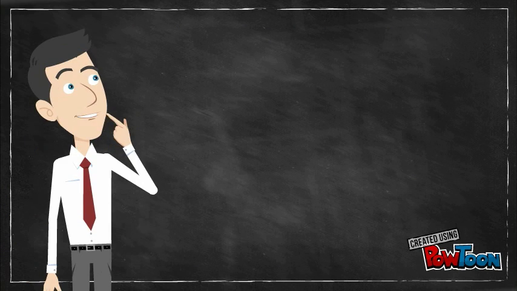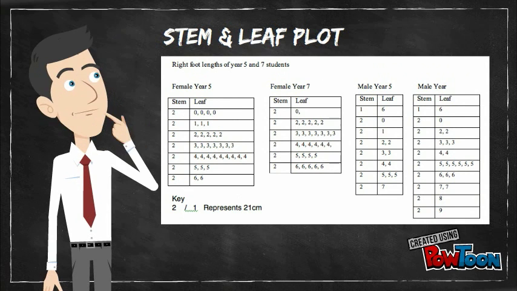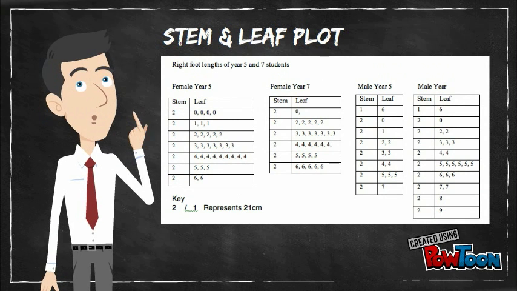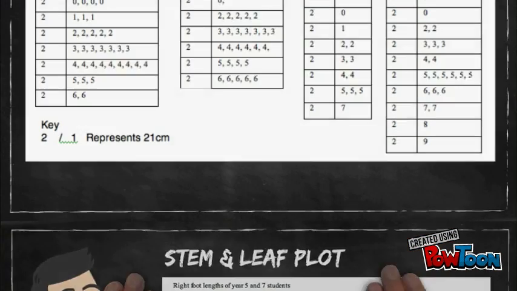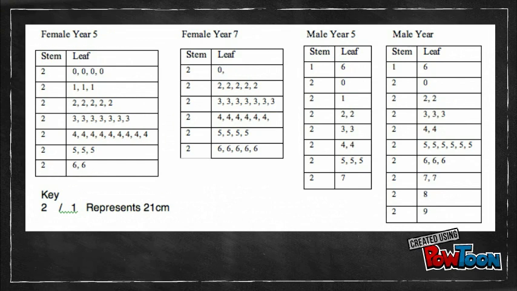The next step was to create stem and leaf plots. Stem and leaf plots are excellent ways to display continuous data while retaining the original values of this data. They also allow the viewer to quickly discover the mode and range of the data. My stem and leaf plot shows that the most frequently occurring foot length, or mode, of Year 5 female students is 24 cm, for Year 7 female students is 23 cm, and for both Year 5 and Year 7 males, the mode is 25 cm.